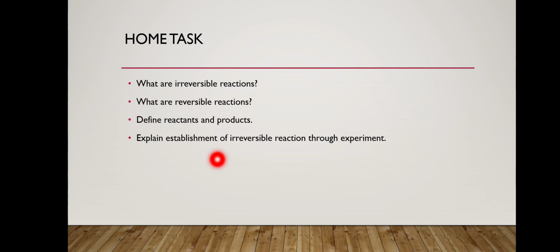Home task. What are irreversible reactions? What are reversible reactions? Define in terms of reactants and products. Explain the establishment of the irreversible reaction through an experiment. Experiment: in this experiment, you write the calcium oxide and carbon dioxide. They form calcium carbonate.